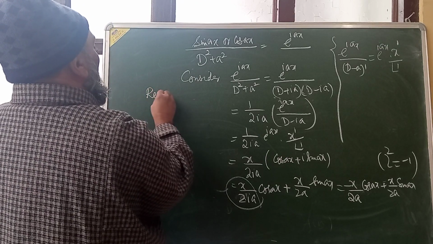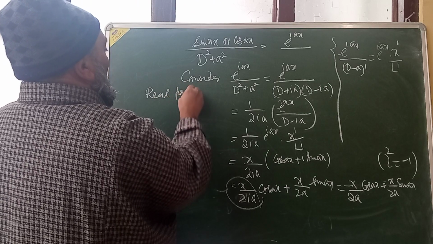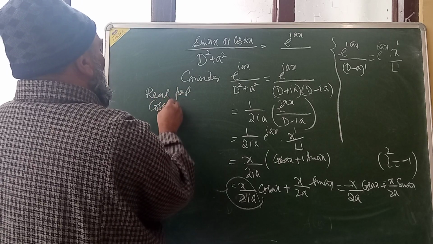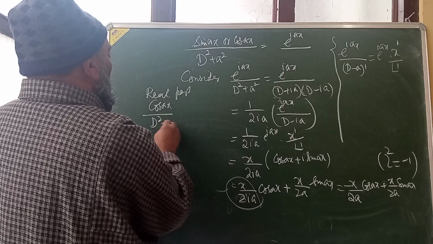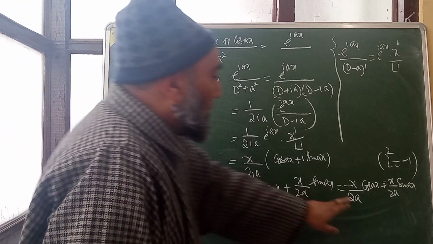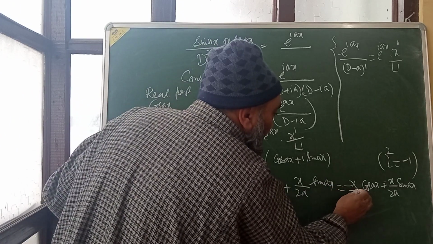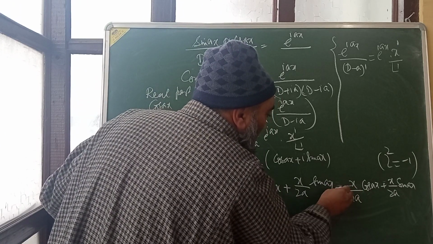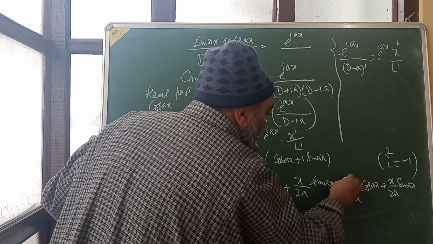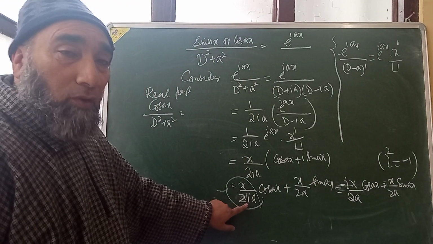Real part is cos ax upon d square plus a square. Now what is the real part? This is the real, this is iota here. Minus iota. This is 1 by 2.